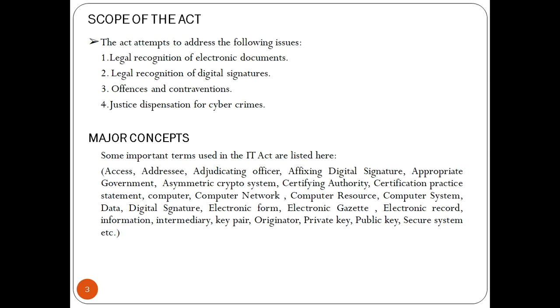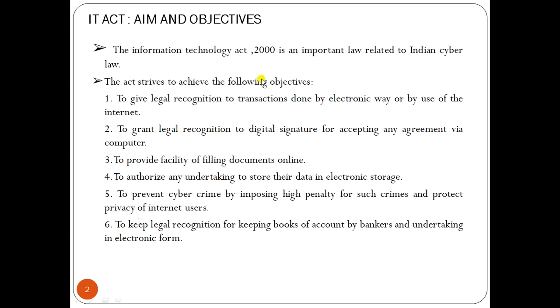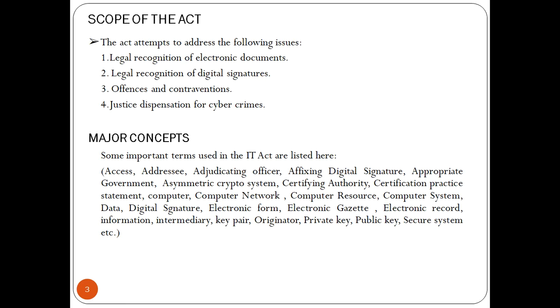Some of the important terms used in the IT Act are listed here. So there are several keywords I put together in brackets. Now, we'll be seeing all these terms one by one. The first key term is access, which implies gaining entry into, or instructing or communicating with, the logical, arithmetical, or memory function resource of a computer or a computer machine or a computer network.